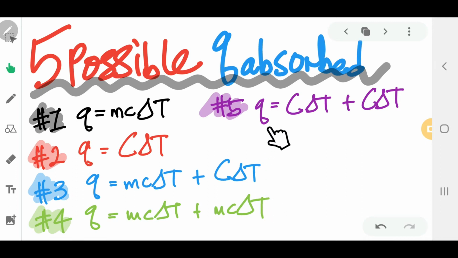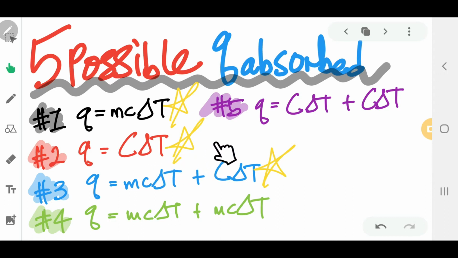And finally, the 5th possibility is when your heat absorbed is represented as the heat capacity times the change in temperature plus another heat capacity times the change in temperature. So we have 5 possibilities over here, but the ones that I am marking with the star sign, numbers 1, 2, and 3, are the most popular ones that will be used in exams.